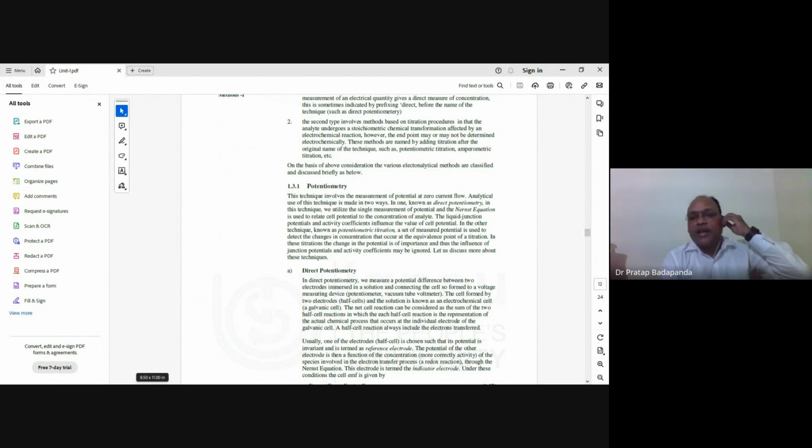Zero current flow means no chemical reactions, no external circuit used. It is zero current flow, right? I also told you, when a battery is made, it is packed, and it is in a zero current flow situation. When it is connected, then current flow starts. So that is the measurement. This technique involves the measurement of a potential at zero current flow. Analytical use of these techniques is made.